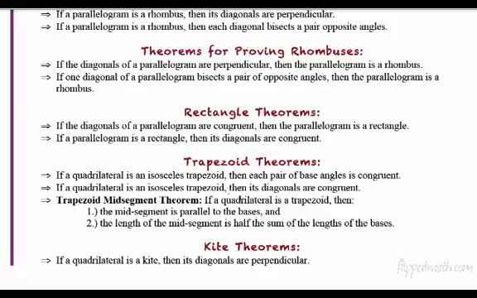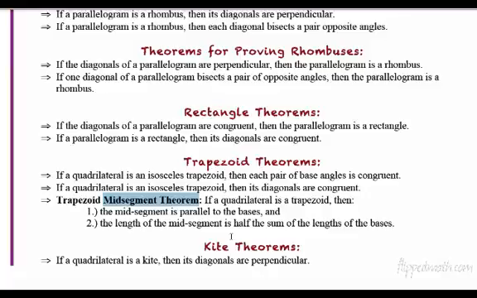And lastly, we ended with trapezoids and kites. Remember, for a kite, the diagonals are perpendicular. For a trapezoid, you have to know what a midsegment is. Remember, that's when you connect the midpoints of the legs. That line is also parallel to the bases. That's one thing, and it is the average of those two bases. You add them up, divide by 2, and that's what the midsegment equals.